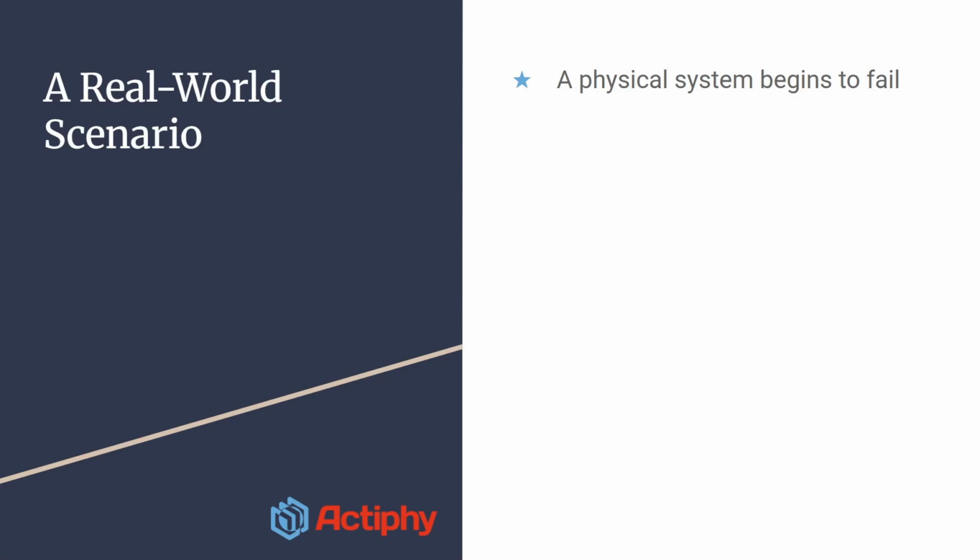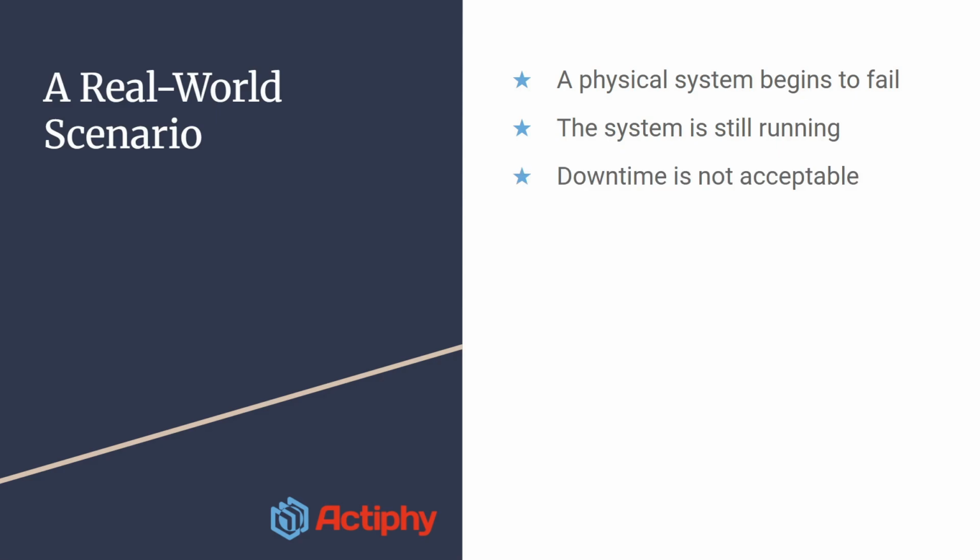Okay, so let's walk through a real-world scenario. A physical system begins to show signs of hardware failure. Maybe it's disk errors, maybe it's instability, but you know it's not going to last. The system is still online for now, which means you have a small window to act. And downtime is not acceptable. The system needs to stay available. So the goal becomes very clear. You need to move this system quickly and safely before it fails.